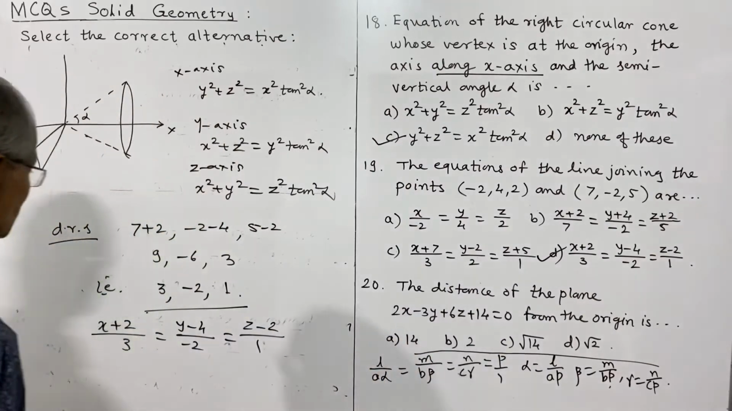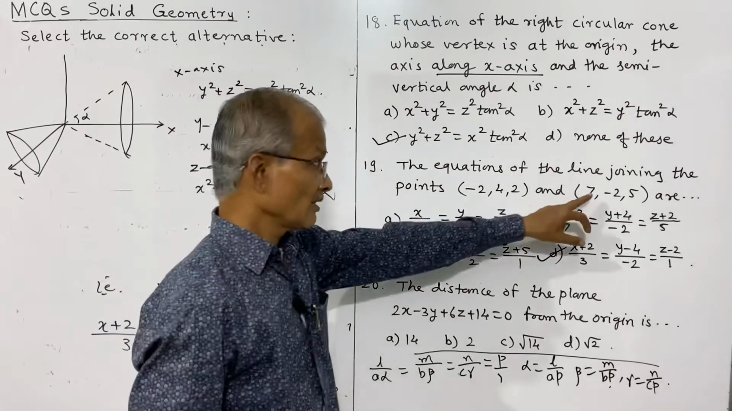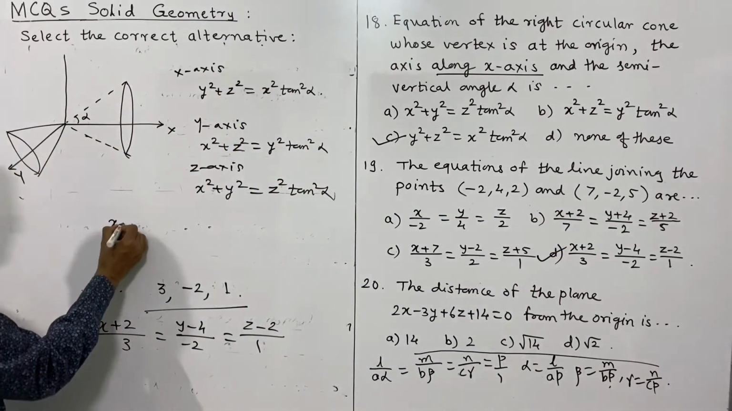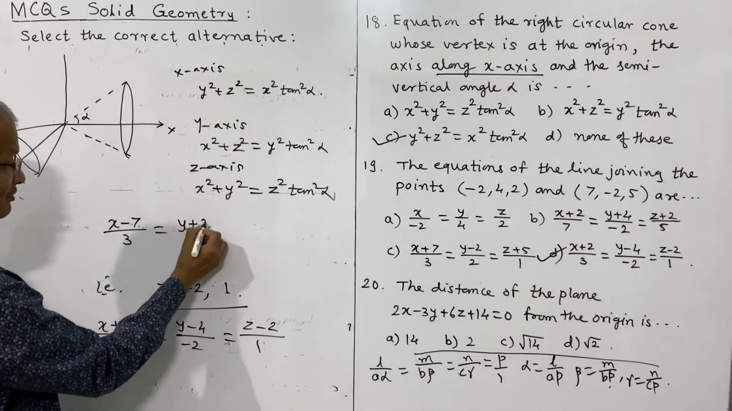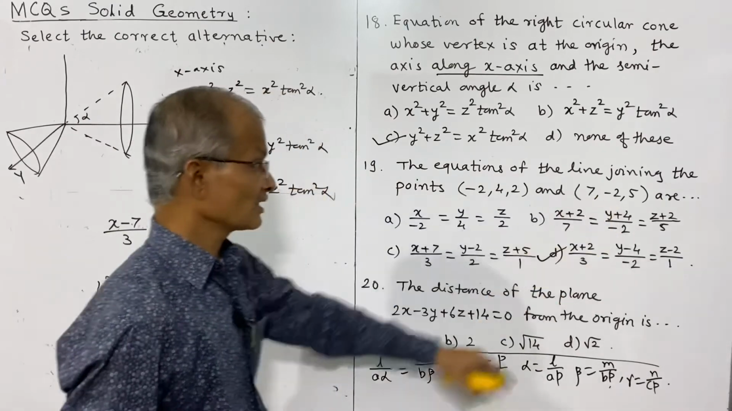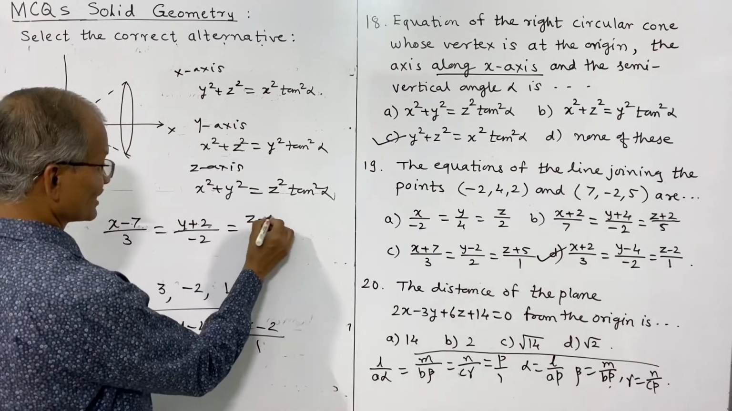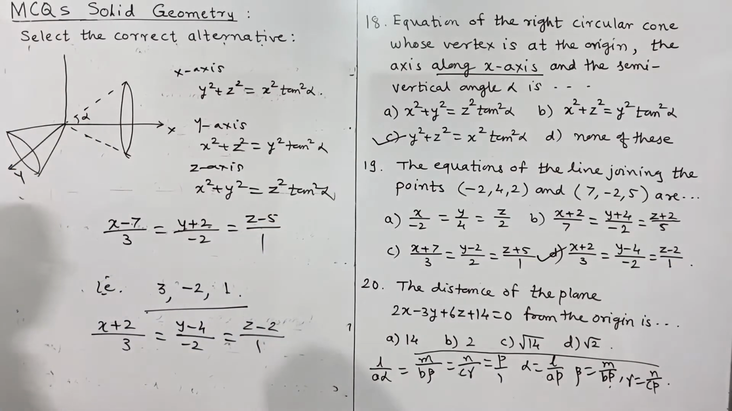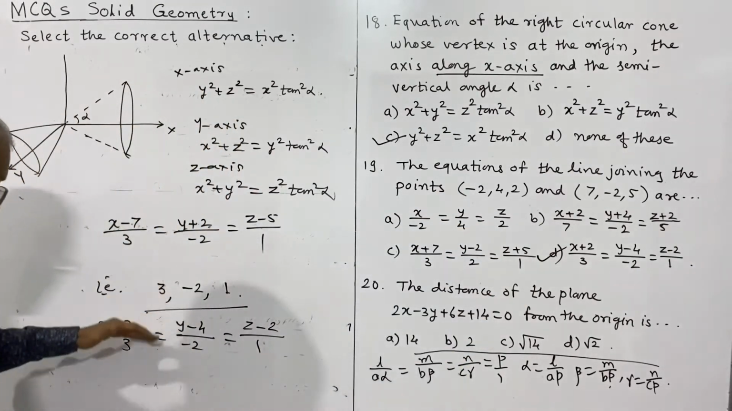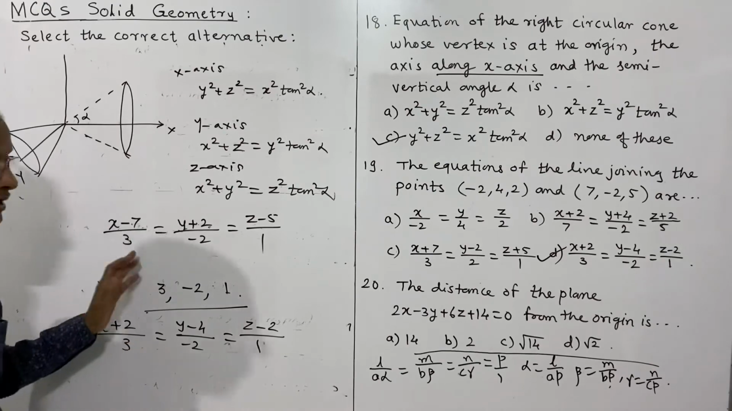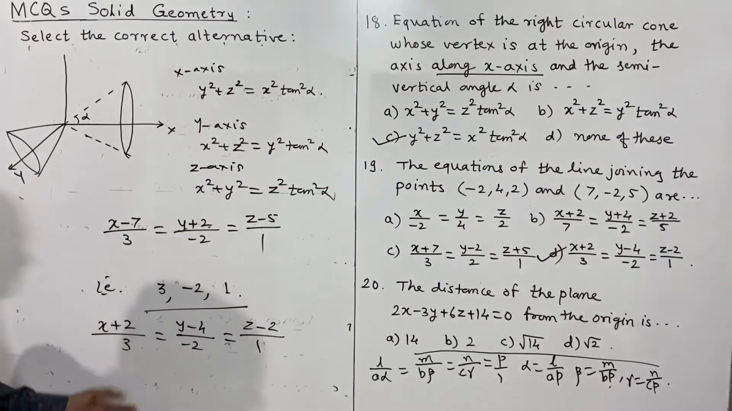Otherwise, the equation of the same line can also be written by taking the other point: x minus 7 divided by 3 is equal to y minus of minus 2, that is y plus 2, divided by minus 2, is equal to z minus 5 divided by 1. This is not among the alternatives, so the other one is the right one. Both of these are equations of the line joining these two points, and we can use this result.